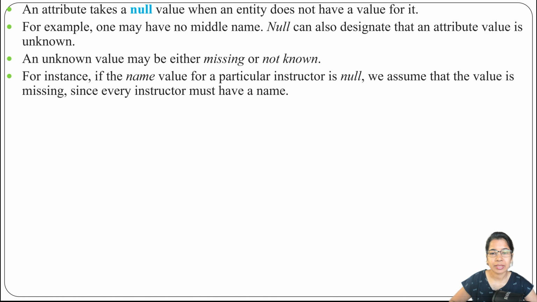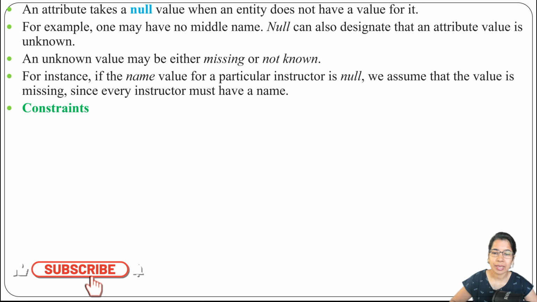In today's lecture, I discussed attribute, different types of attributes like simple and composite attribute, single valued and multi-valued attribute, derived and base attribute. In the next lecture, I will discuss constraints.